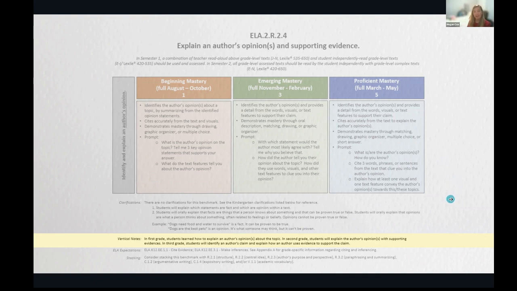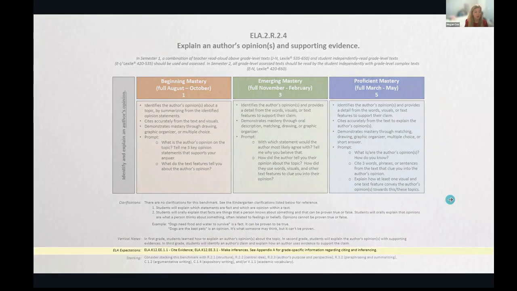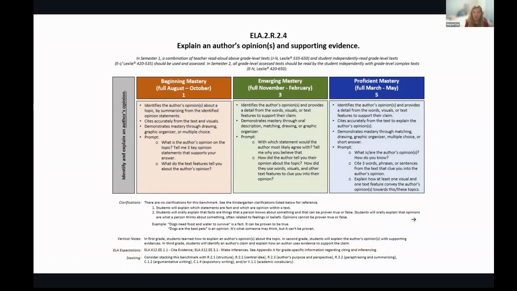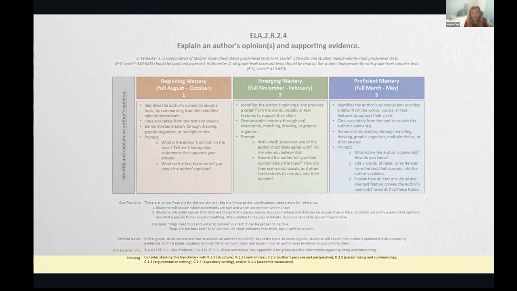Below that, you're going to see the ELA expectations, or those EEs. We went ahead and just pulled what EEs would be applicable in a one-step with this benchmark in reading. And finally, at the bottom, you're going to see the stacking, meaning what benchmarks could you put along with the benchmark at the top to do best practice with the best.